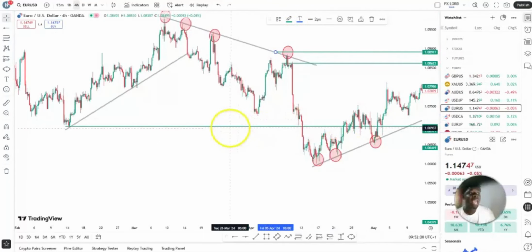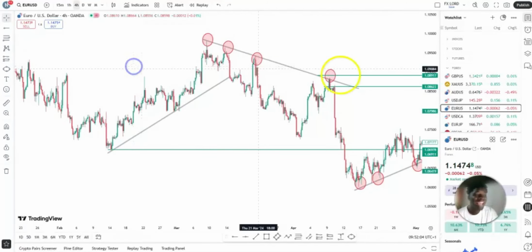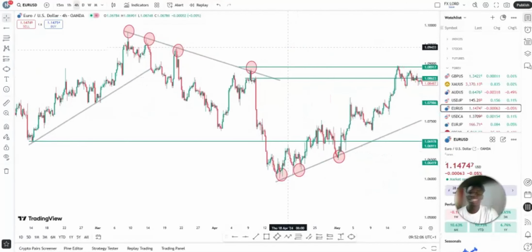This is how the trend line strategy works. This is how it works, 9 out of 10 times. I'm not kidding. It works 9 out of 10 times, right?